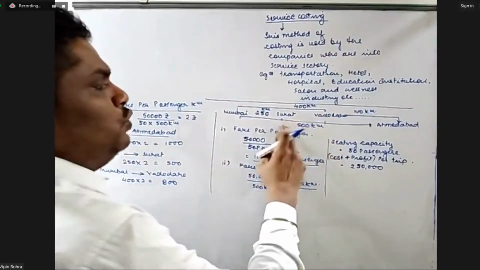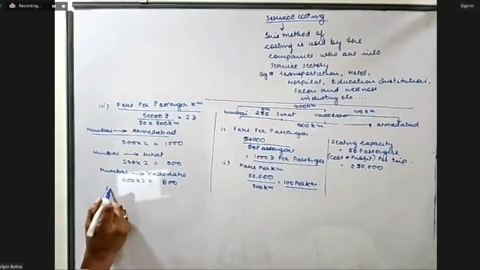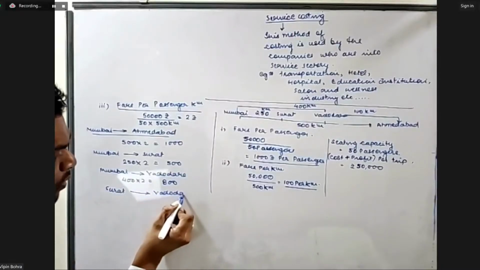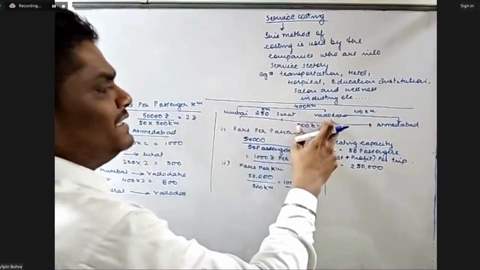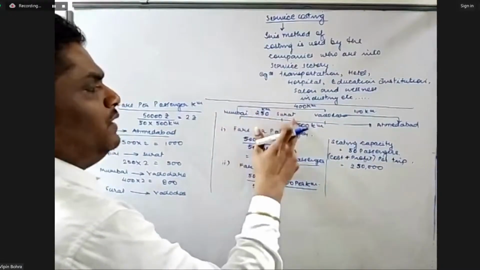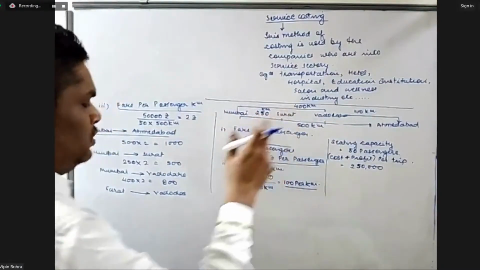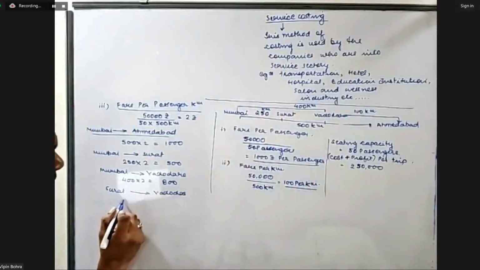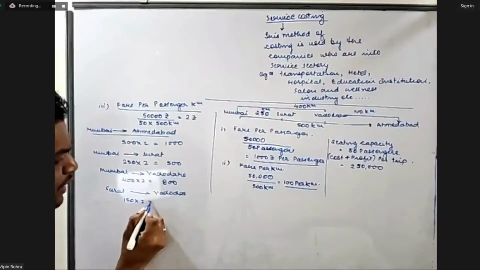Let's say Surat to Vadodara. See, Mumbai to Vadodara distance is 400 kilometers and Mumbai to Surat is 250 kilometers. So it means Surat to Vadodara will be how much? 150 kilometers. So 150 into 2, that is 300.